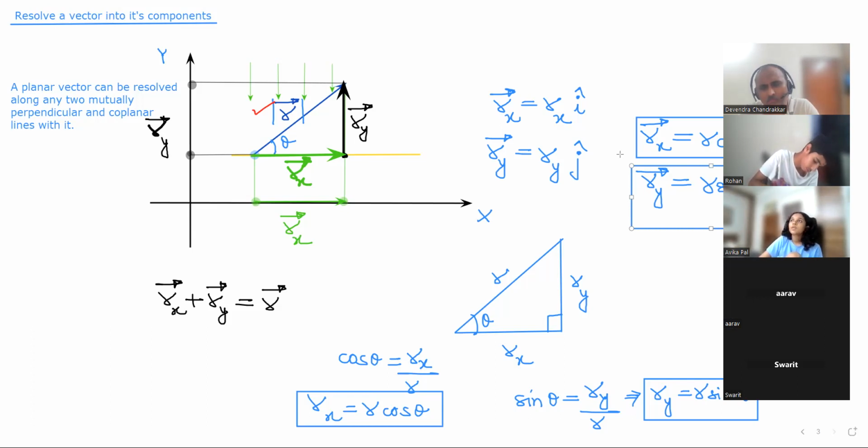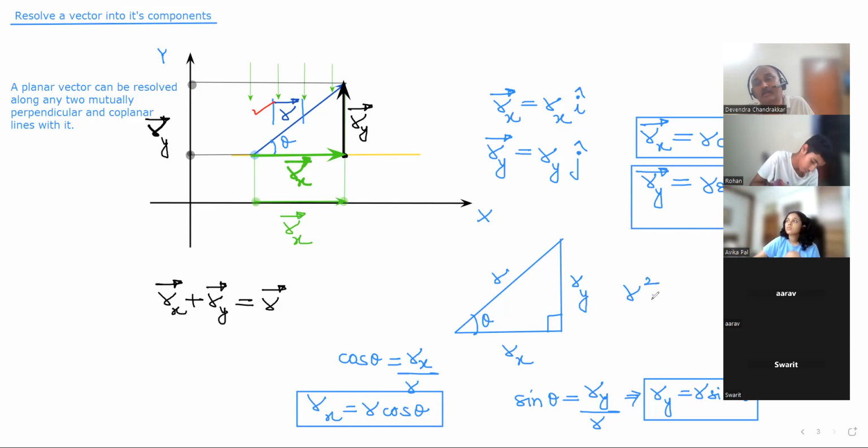What did you say? We take R as the hypotenuse of a right angle triangle? Then wouldn't R be the addition of the squares of the two displacements? R vector will not be the addition of squares. The magnitude of R will be the square root of Rx square plus Ry square. Oh, okay. The magnitude will be that.